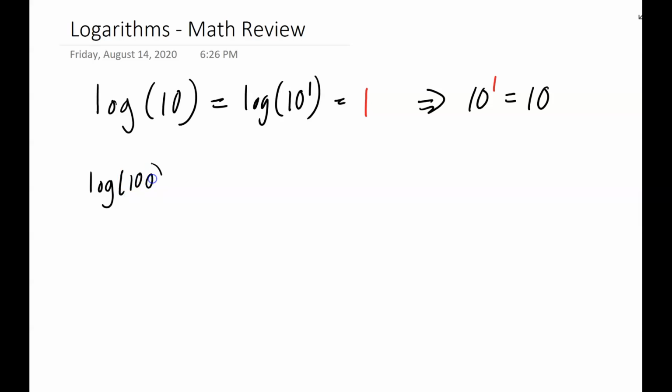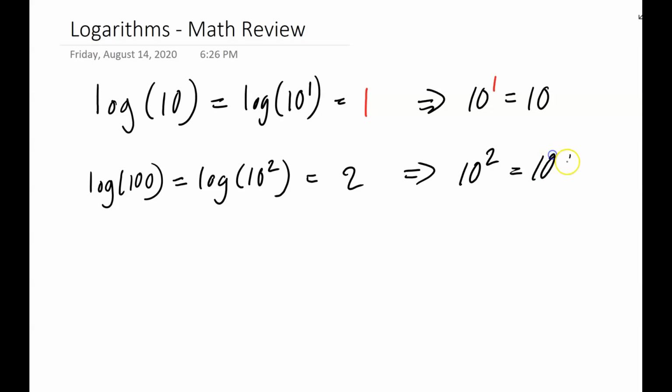Let's look at another example. Log of 100. Guess what that might be? Well, this is an easy example because we know that we can write 100 as 10 squared, 10 times 10, and therefore this must be equal to 2, right? And of course we can go check, take the log of that number, raise it to power 10. Do we return the original number? We do. Good.